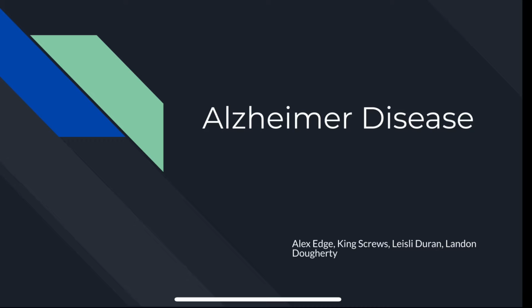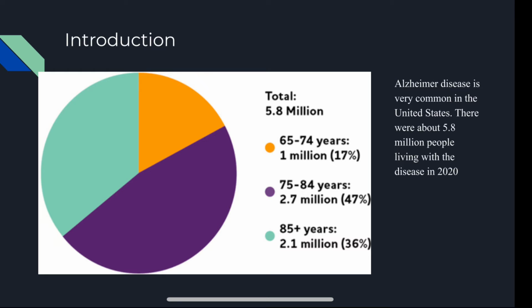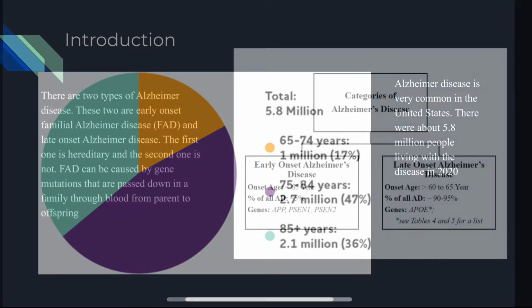We did our project on Alzheimer's disease. Alzheimer's disease is very common in the United States. There are about 5.8 million people living with the disease in 2020. It is the most common cause of dementia since it causes 60 to 80% of cases. The disease itself is characterized by loss of memory and decreased brain function.